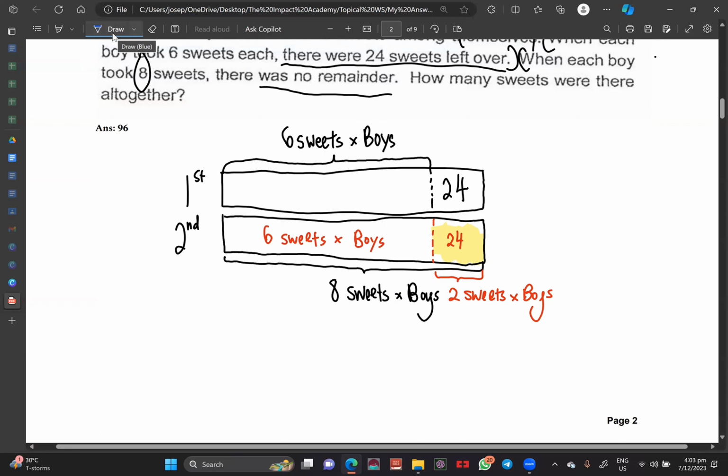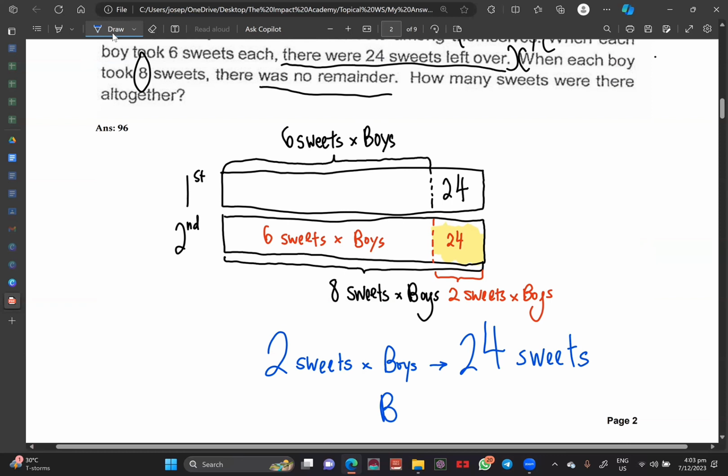Very good. So we are just going to write down, because you see, I don't know how many boys, so I just put times boys first. Understand so far? If it's 10 boys, then I will have to do 2 times 10. If it's 20 boys, then I will have to do 20 times 2. If I have 30 boys, then it will be 30 times 2. Make sense or don't make sense? Now, 2 sweets times boys is actually equal to how many sweets? 24 sweets. Agree or disagree?